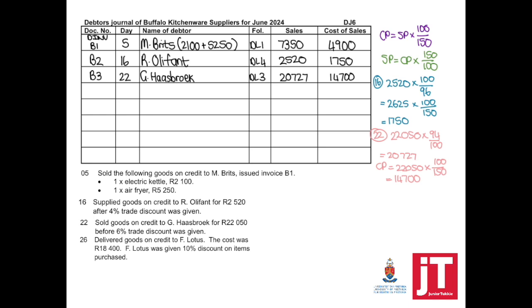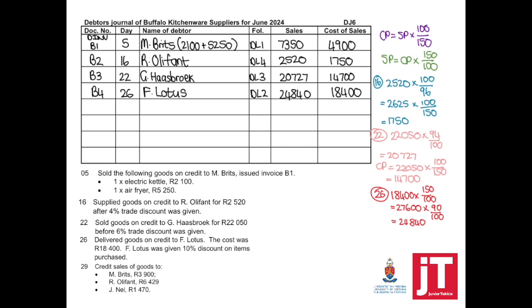So this is now important to remember that they've provided you with the cost. So if I look at the easy marks to get, the easy part, the source document is B4, day 26, F. Lotus purchased from us, and the cost was $18,400, which goes into cost of sales. To calculate the selling price now, we have to first say $18,400 times 150 divided by 100, and then 10% discount is given, which means that this debtor owes us only 90% of that total. So we times it then by 90. And that equals the selling price after the trade discount of 10%. And this must be taken to the individual's account.